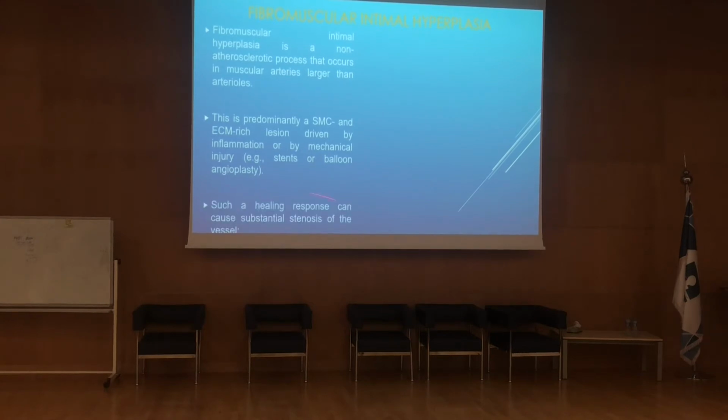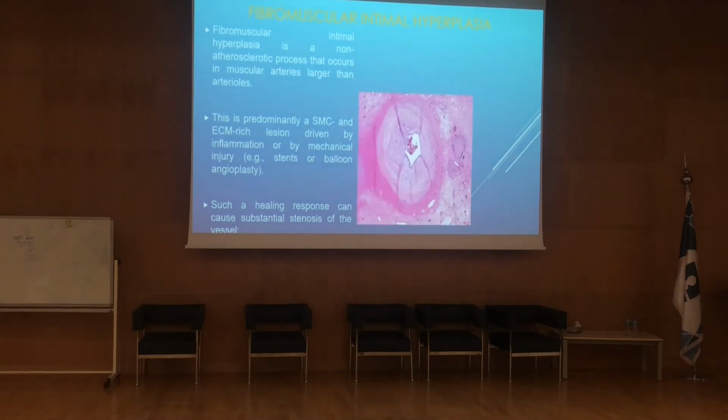Such a healing response can cause substantial stenosis. So this is important. Suppose you have a stent inside. It will start proliferating, and maybe at both ends where the stent is there, it will probably not block, but the area before and after can be blocked. So it will look like this.